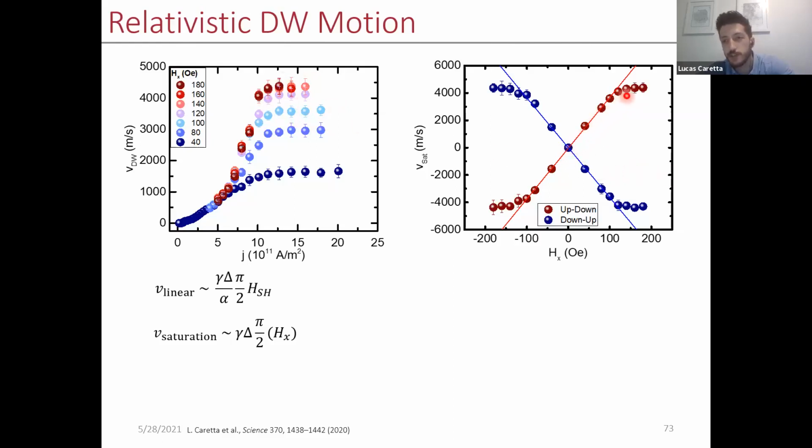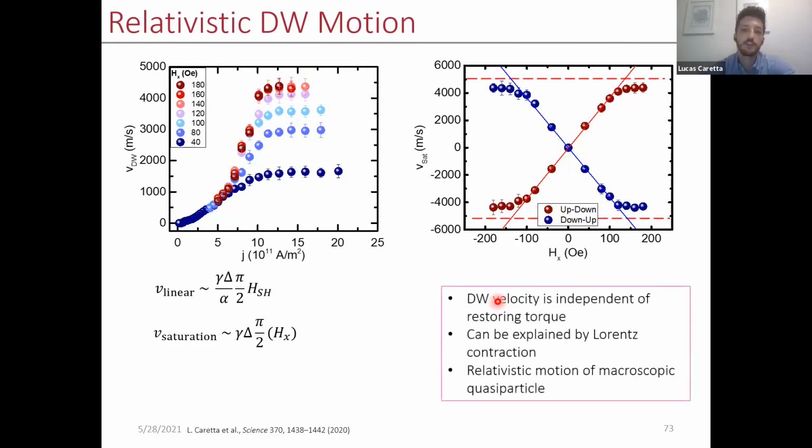You can see this plateau occur as well in this plot. So what this basically is telling us is that no matter how hard we drive the domain wall with the current, no matter how stiff that domain wall is, it won't move any faster. And there's really no current model that can explain the phenomenon that's happening here. But what I'll show you is that it actually can be easily explained using Lorentz contraction and relativistic physics.